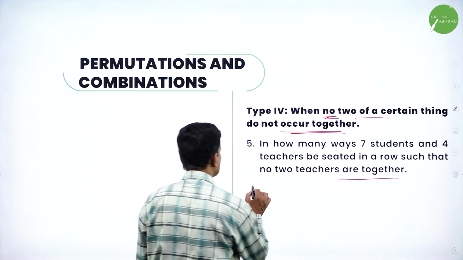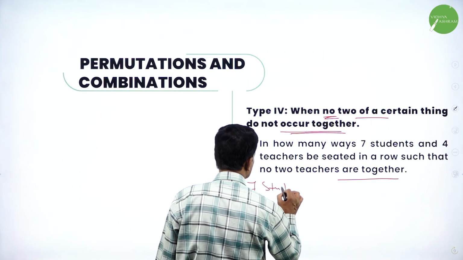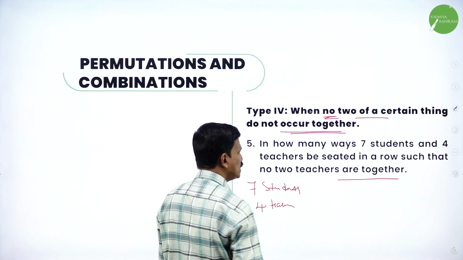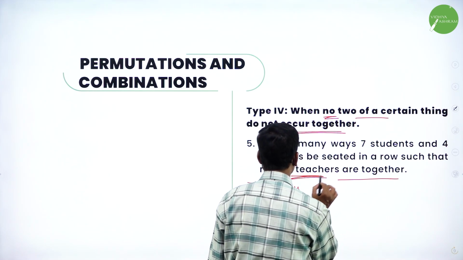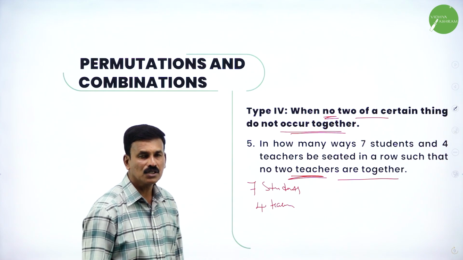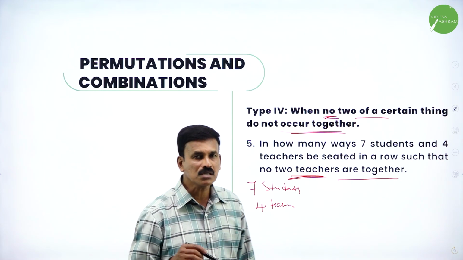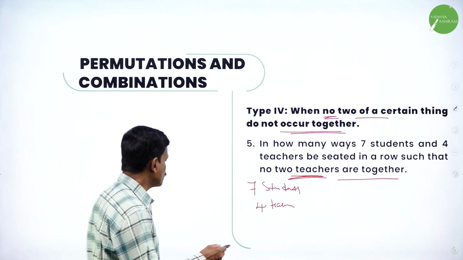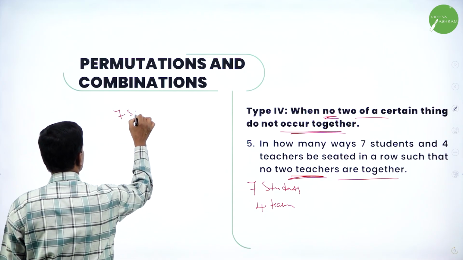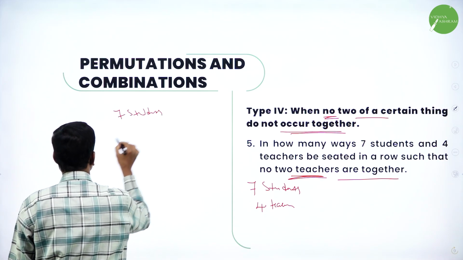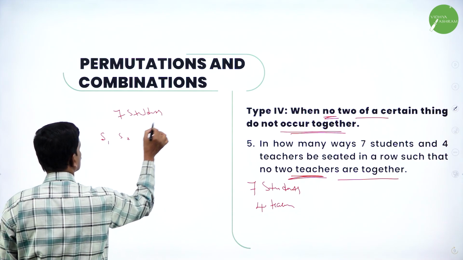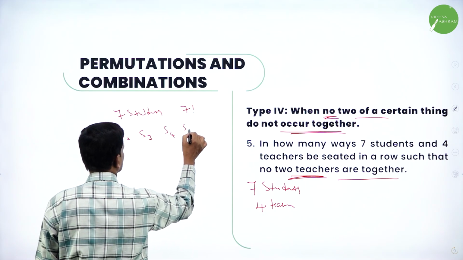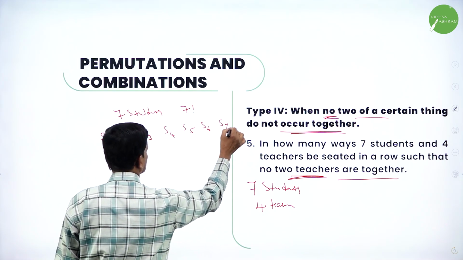So in how many ways can 7 students and 4 teachers be seated in a row such that no 2 teachers are together? This is also a simple example. How many students are there? There are 7 students. So 7 students can be arranged in 7 factorial ways: S1, S2, S3, S4, S5, S6 and S7.